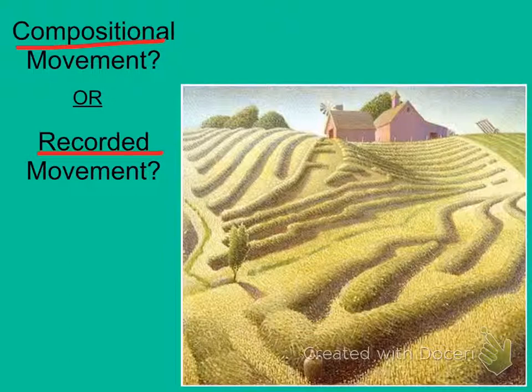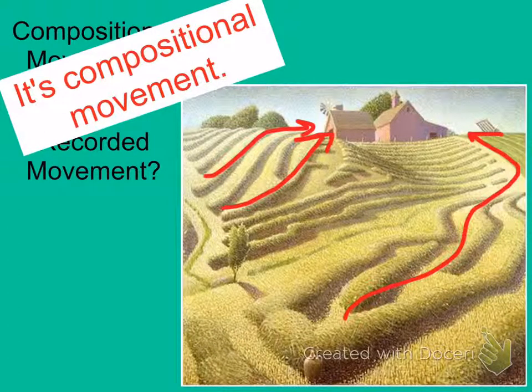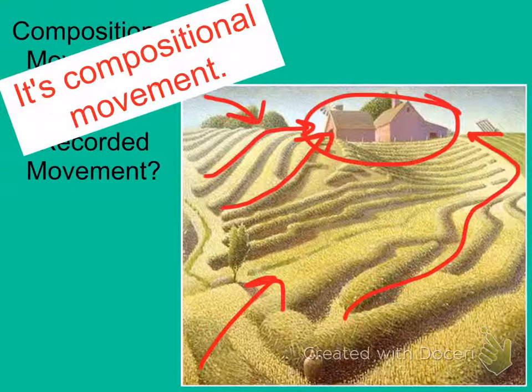How about this artwork? Do you see compositional movement or recorded movement? This artwork has only compositional movement. There is nothing in the picture that looks like it's in motion. However, there are many objects that are working to draw our eye to the buildings in the background. Most notably, the many rows of crops in the foreground and midground of the work, along with the contrast in color between the green of the fields and trees and the reddish color of the buildings.